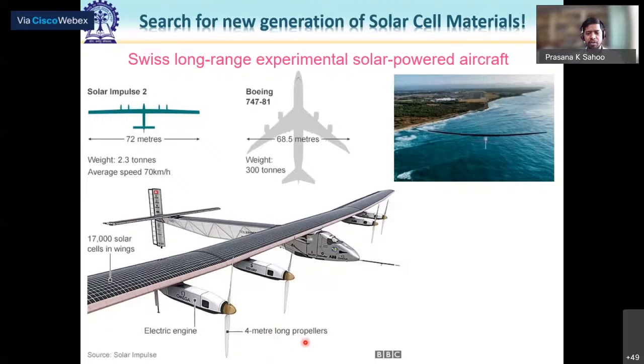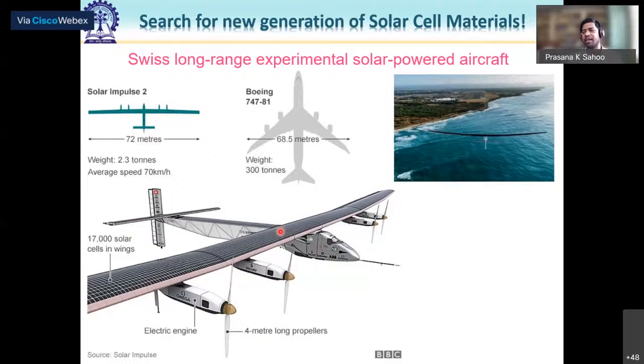And it's only 4 meter long propellers, all these. But the bigger challenge is it cannot go for long, and your average speed is just 70 kilometer per hour. This is not viable. Any typical car that you drive goes through more than this velocity.